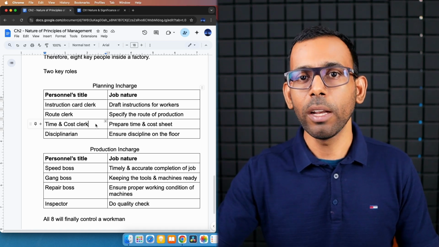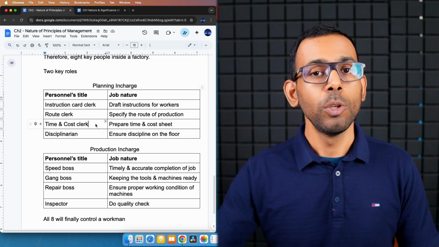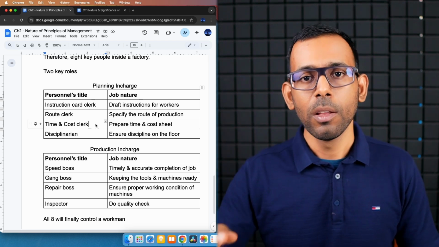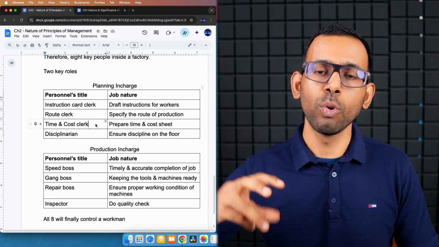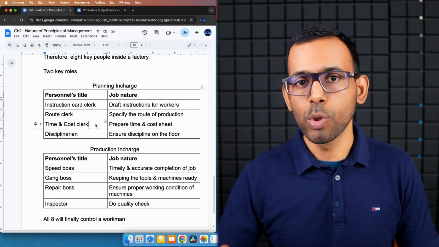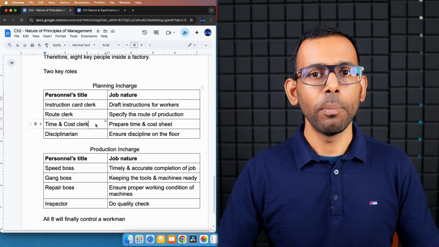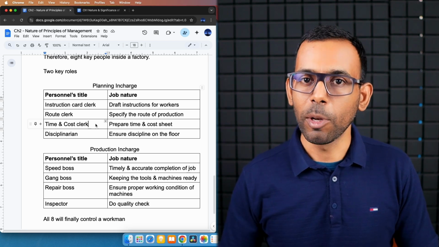Okay, are we doing it fast enough or not? You should also not do it too fast because the quality will be compromised. At the same time, you should not focus too much on quality and lose on speed. Both should be maintained. So that's the job of time and cost clerk.